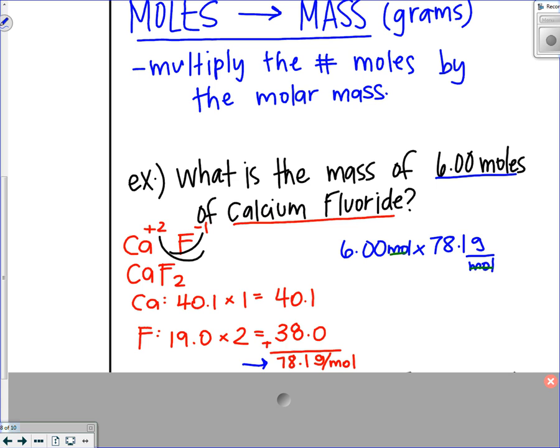When we take 6 times 78.1, plug that into your calculator just so you can make sure you're doing it the right way. You should get 468.6 grams of calcium fluoride. So if I had 6 moles of calcium fluoride, which is a lot of moles, it would have a mass of 468.6 grams.